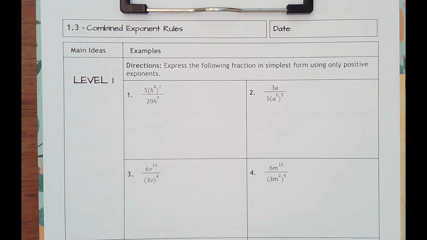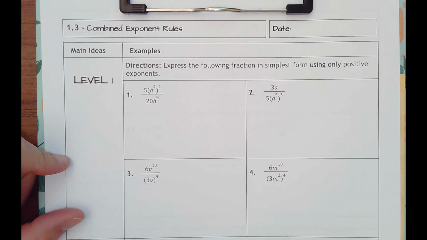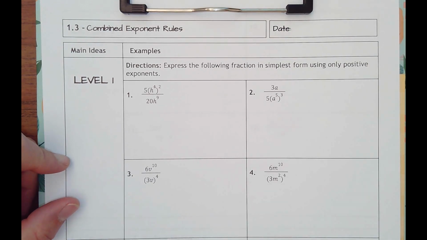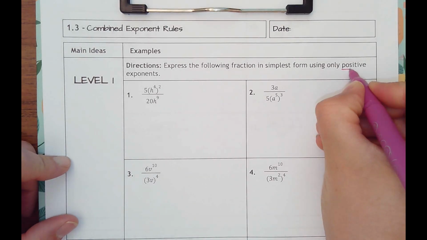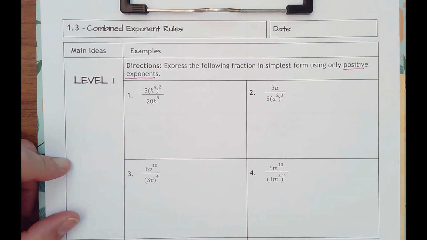All right, the third lesson in this first unit is called combined exponent rules. So it's applying what we've already learned. It's just going to have some multi-steps to the simplifying process. And it's going to be separated into level 1, 2, and 3 on the Delta Math. So that's how I decided to label it for your notes. All right, it says express the following fraction in simplest form using only positive exponents. So if we get a negative exponent, we'll have to change it.